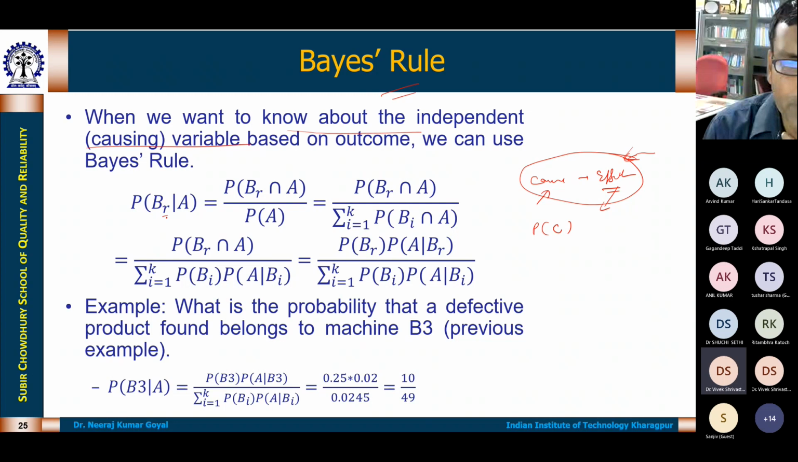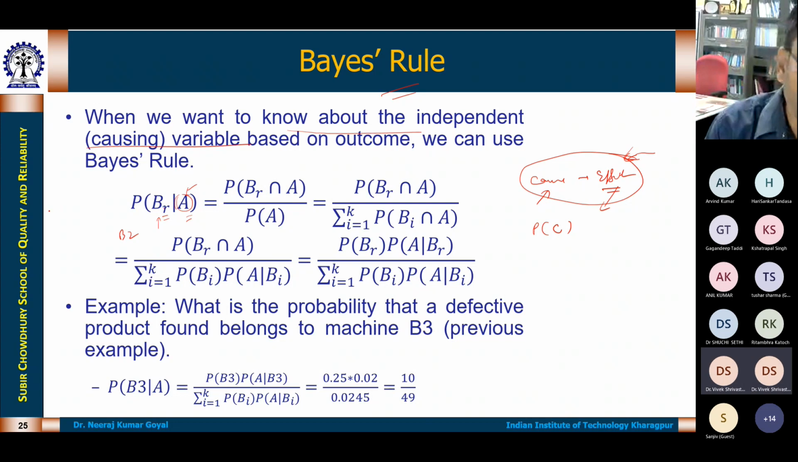We want to know the probability of BR given A. That means, given that I'm observing, in reference to the earlier B1, B2, B3, what is the probability that the product is coming from machine 2? Let's say R is 2. Given that you have observed a failure, you picked up a product from the population and found that it is defective, you want to know the probability that it came from machine number 2, machine number R. So we can calculate the same.